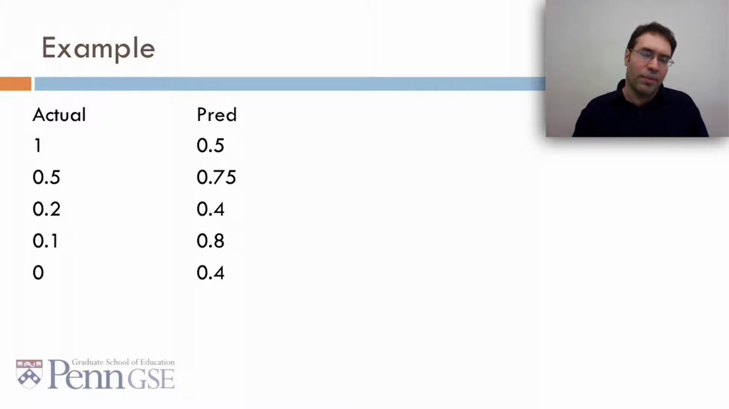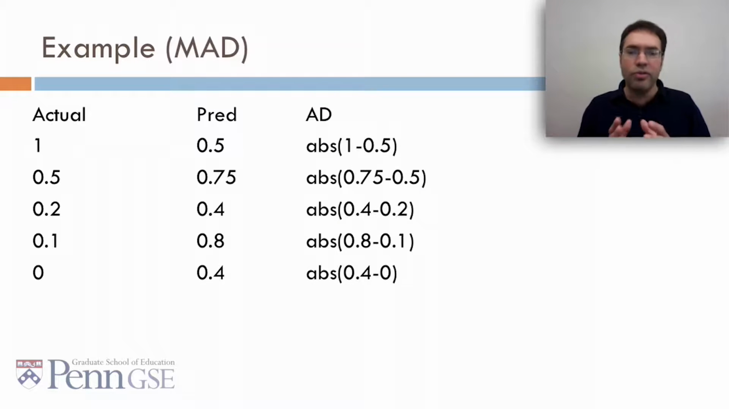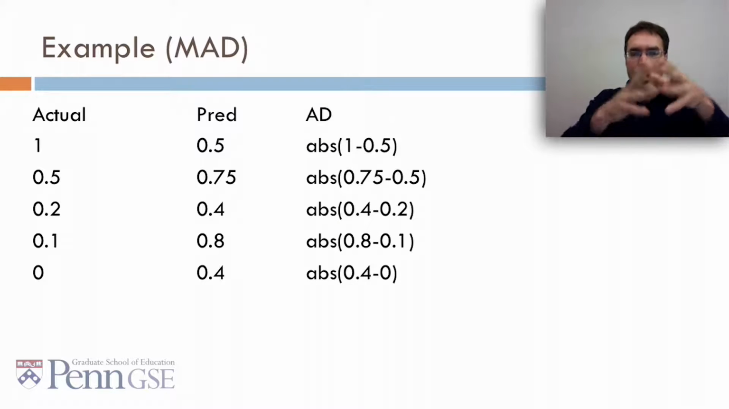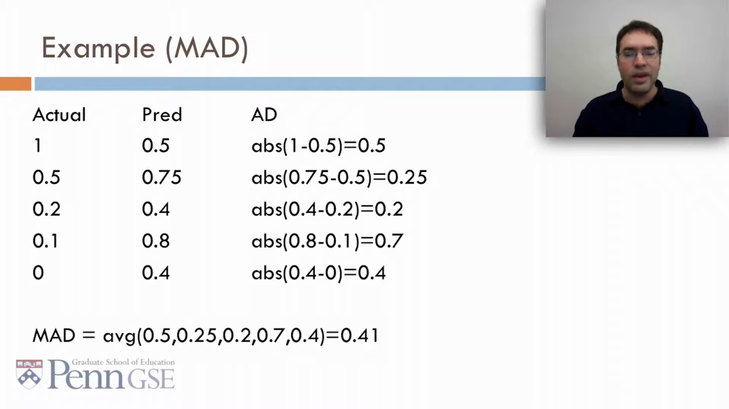So to give an example, if we have an actual of 1, 0.5, 0.2, 0.1, and 0, true data, and predictions of 0.5, 0.75, 0.4, 0.8, 0.4, the absolute deviation is going to be the absolute value of the differences. And that becomes, you can see, 1 minus 0.5 is 0.5. 0.5 minus 0.75 is negative 0.25, which we absolute to 0.25, and so on. So the mean absolute deviation is going to be the average of all of those, which turns out in this case to be 0.41.